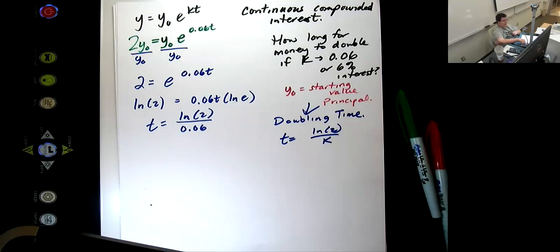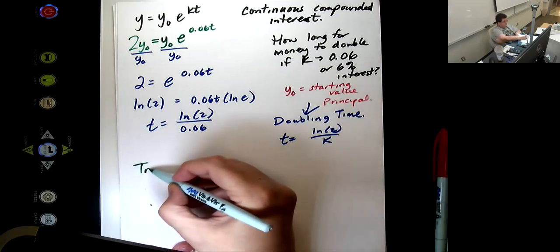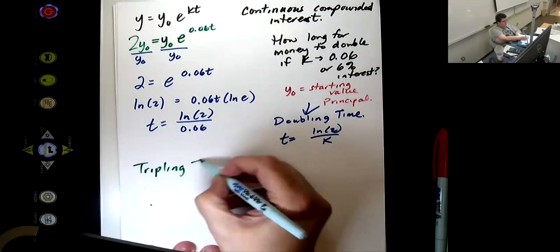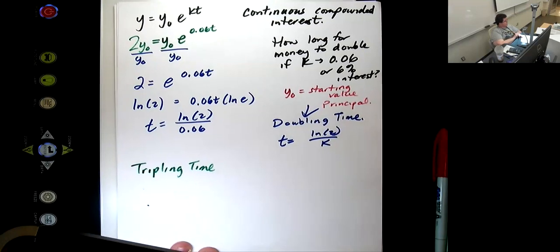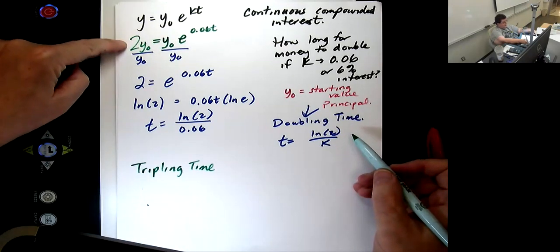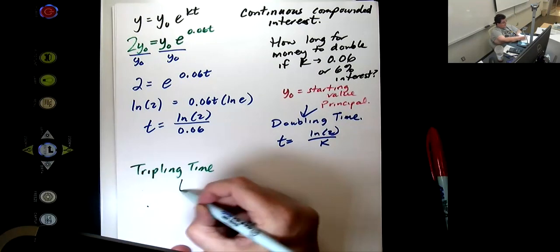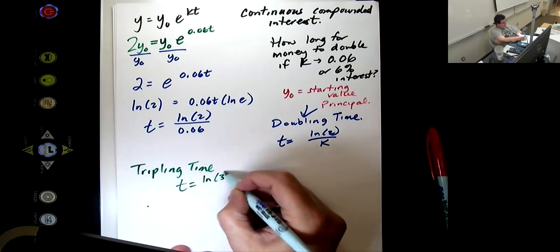Guess what the tripling time is? What would change in that equation? We'd have a 3 rather than 2, why not? So when we take the natural log, we'd have a natural log of 3. t would equal the natural log of 3 over k.